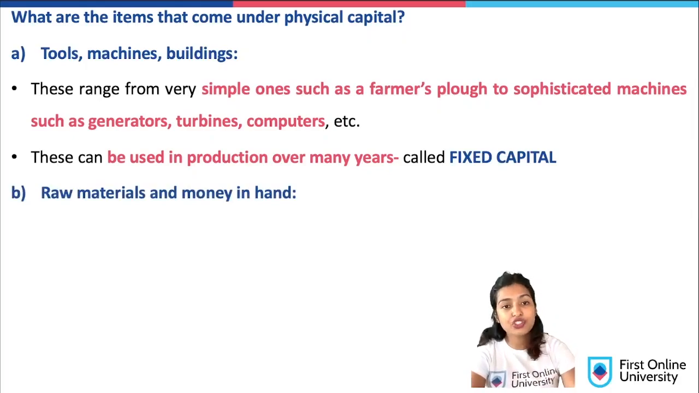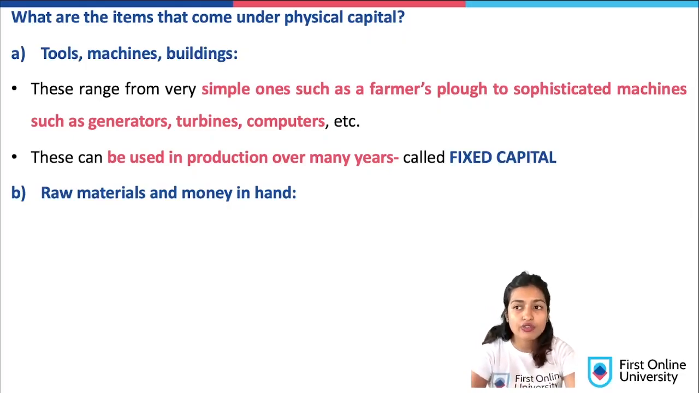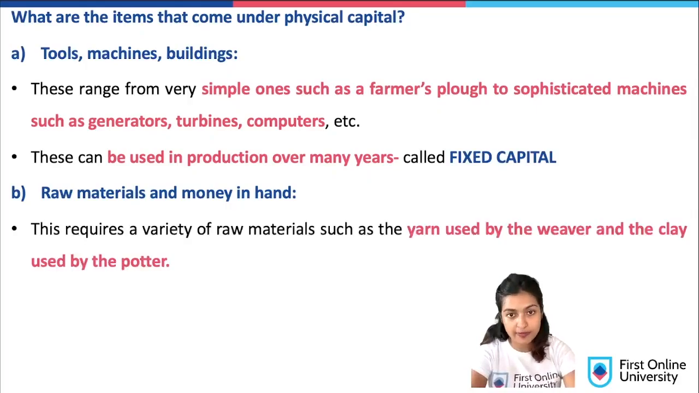The next division you have here is called raw materials and the money in hand. So what are the raw materials that are used for certain kinds of production? And ultimately, for any kind of production in whatever sector you do, you need money. You cannot do anything for free. Like I've told you, let's take the example of a potter. He can make a pot only with the help of clay, right? A weaver can do his weaving only if he has yarn, which is ultimately produced by cotton farming methods.